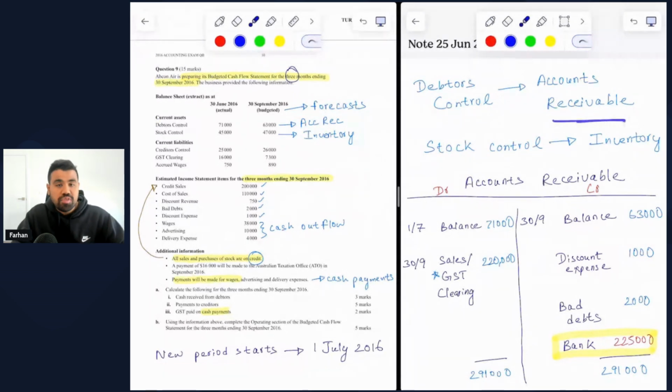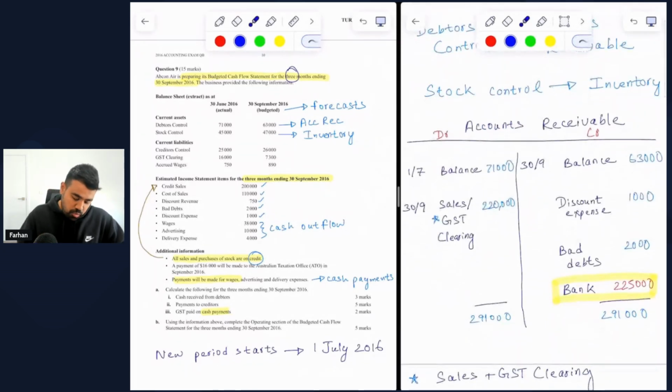So the accounts receivable refers to the credit customers of the business. These are the people to whom the business has sold goods on credit. So these customers are the assets of the business. Then we have stock control under current assets within the balance sheet, and the stock control is now renamed as inventory. Pretty straightforward.